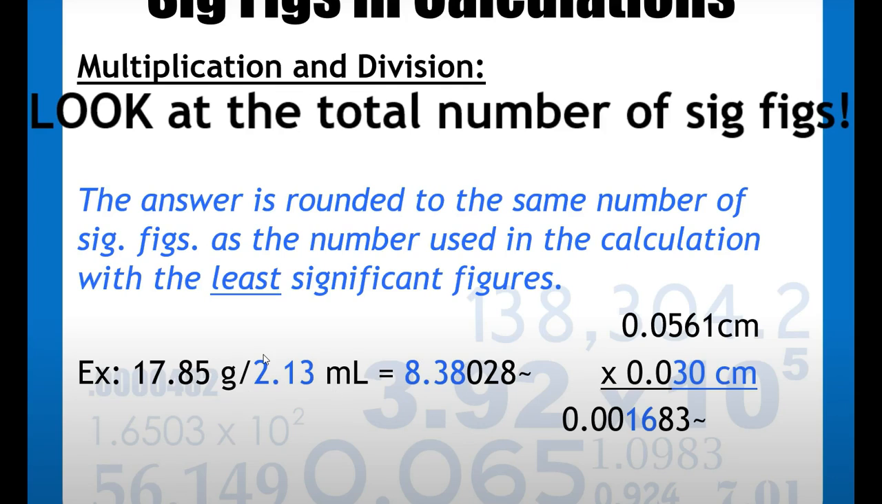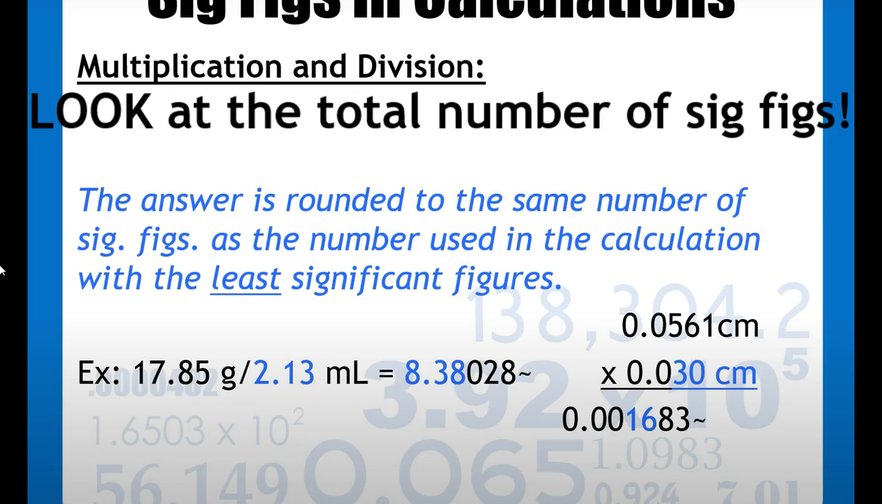And now I need to look at, okay, how many sig figs does each number have? Well, you should look at this one. That one's got 4. This one's got 3. So that means that 3 is the lowest. My answer is going to be rounded to the lowest one. And with this one, I'm multiplying these two numbers, and this is what I get. But I think she explains this here too.